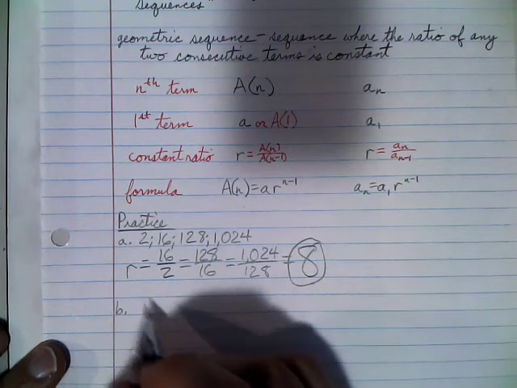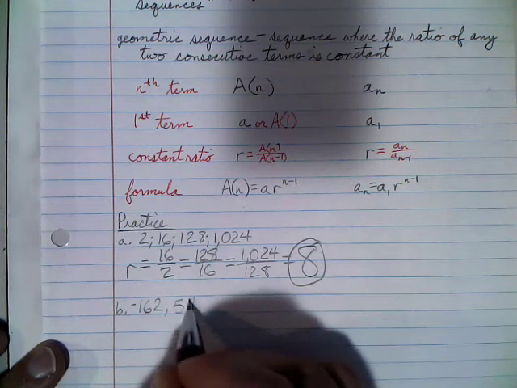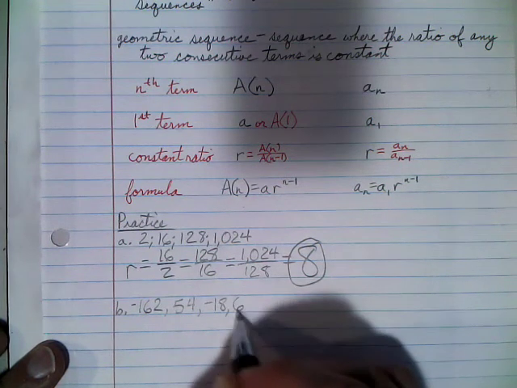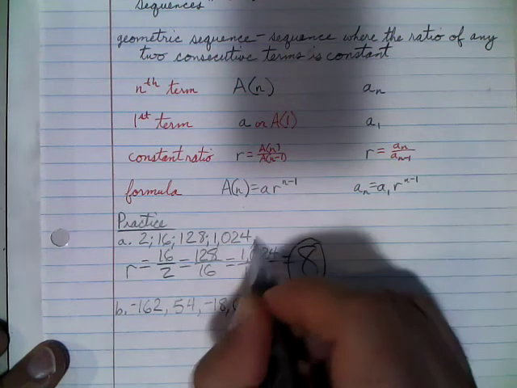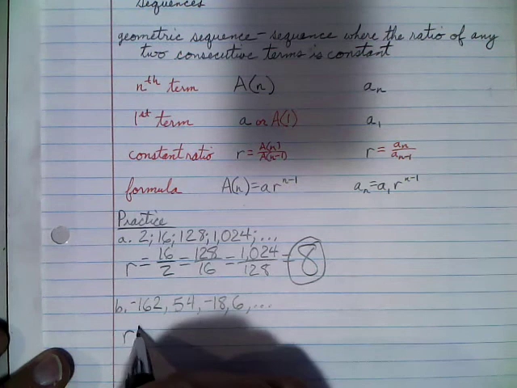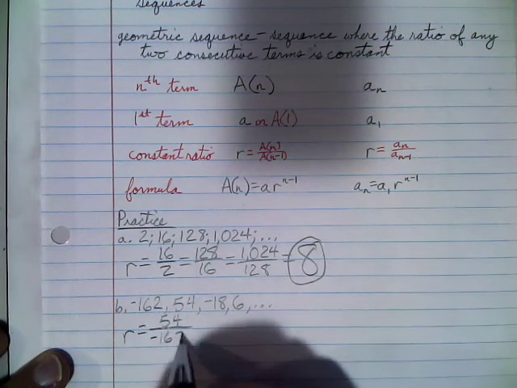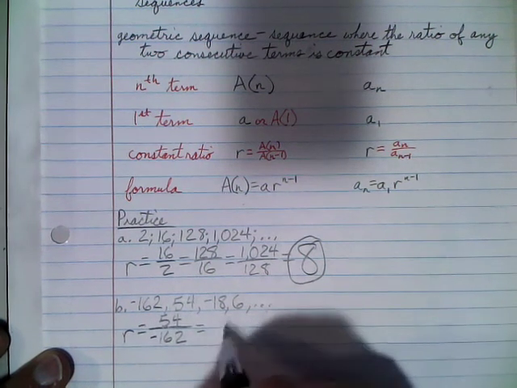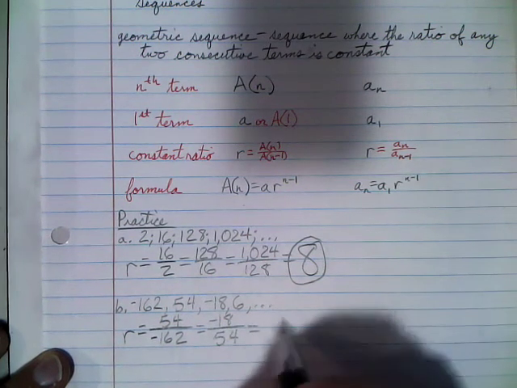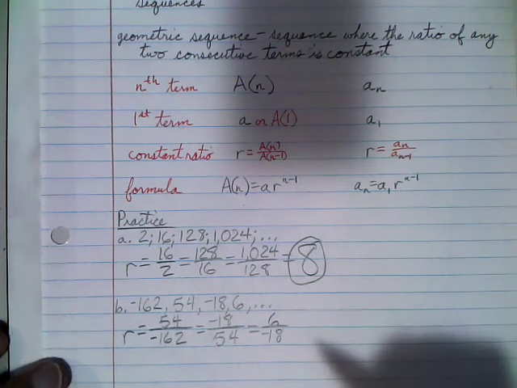For B, I have a negative 162 followed by a positive 54, and then a negative 18, and then a positive 6. I forgot my ellipsis up here, so I'm going to throw that in real quick. Same idea. This should be some term, 54, divided by a negative 162, the term before it. That should equal a negative 18 divided by the term before it, 54. And finally, that should equal my 6 divided by my negative 18.